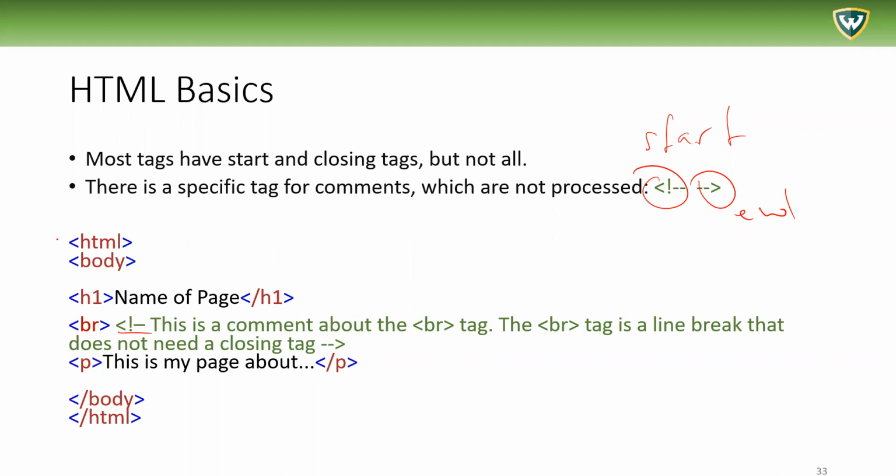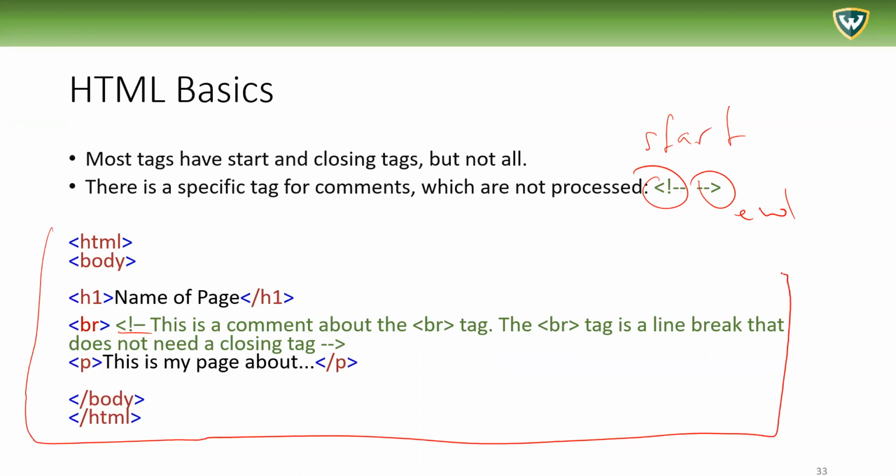So once the computer reads this file, you write all this in just a simple text file, and then you open it with a web browser. The web browser recognizes, oh, HTML, okay, we're going to have a body. It's going to render here the name of the page in a big heading. It's not going to show any of this comment, and it's going to start and show "this is my page about" and so on.